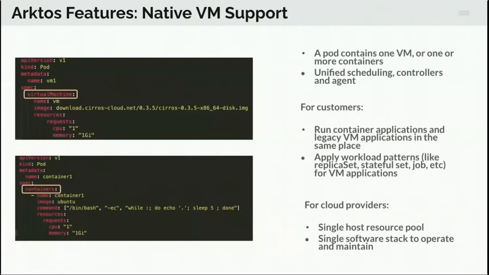That's why we started this feature, native VM support. We added the VM support into Arctos. So with one system, we can support both container applications and VM applications. In Kubernetes, there are also some efforts to support VMs, like KubeVirt. But they are taking an add-on approach. That means they introduce a new object called a VM for VM applications. And on top of that new VM object, they have VM replica set, VM stateful set, etc.